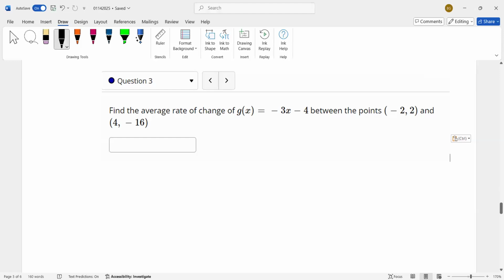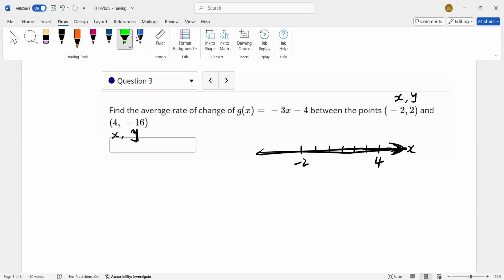Look at those two pairs that are given: -2, 2 and then 4, -16. So this is x, this is y. This is x, this is y, right? So we have two different values. We have two inputs, -2 and 4. So on the x-axis we have our inputs. The two inputs are -2 and 4. 1, 0, 1, 2, 3, 4. So this is the interval.